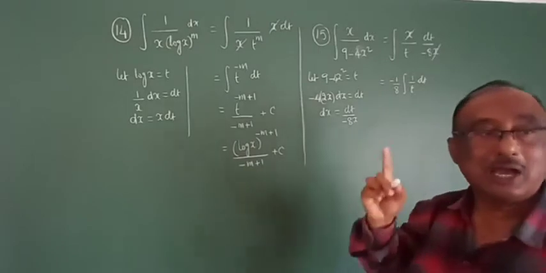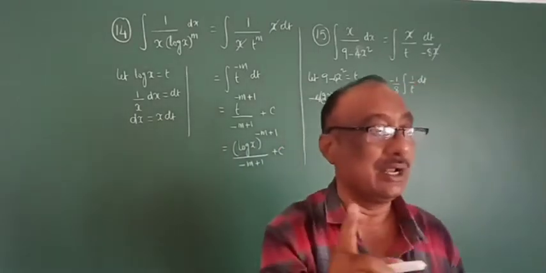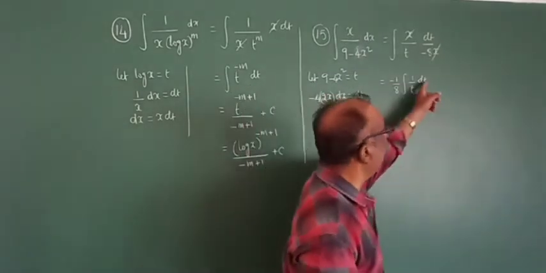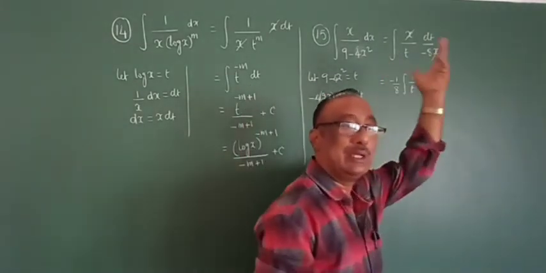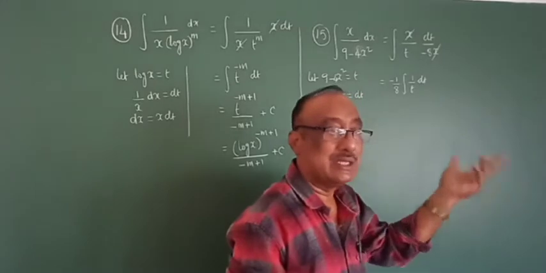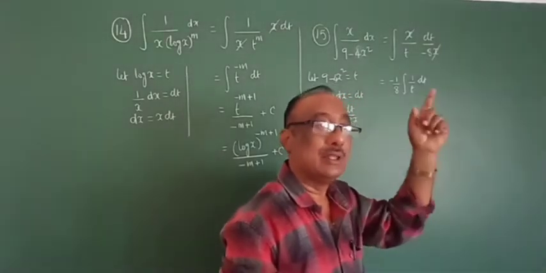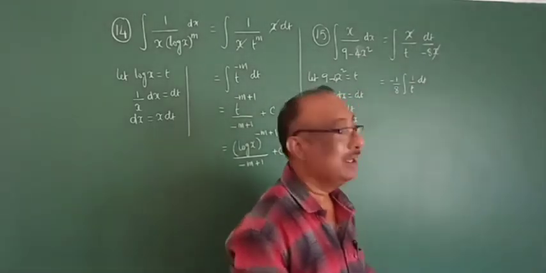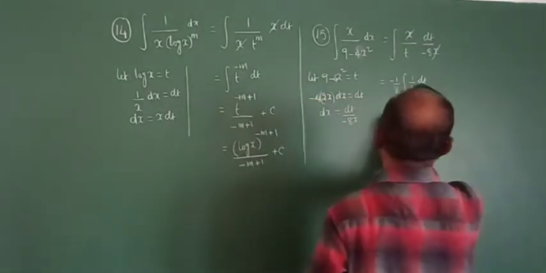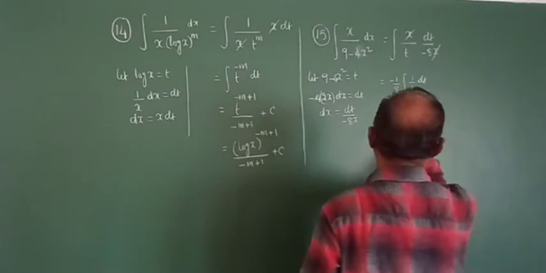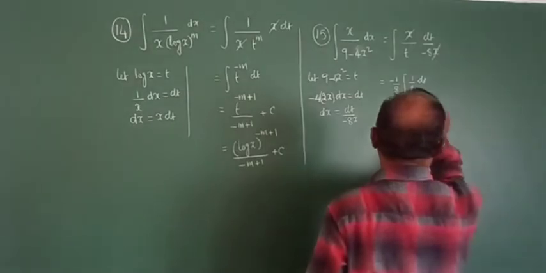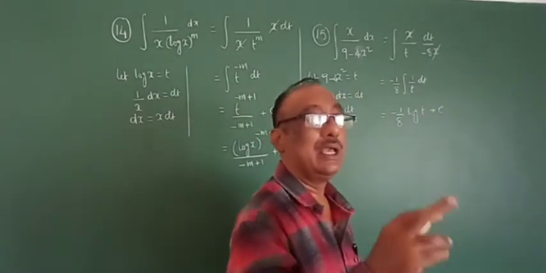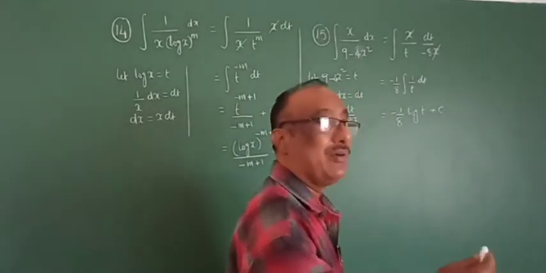We have the exact integration of 1 by t, like the integration of 1 by x. With respect to x as the variable, the integration of 1 by x is log x. With respect to t as the variable, 1 by t becomes log t. Therefore, minus 1 by 8 into log t plus c. So now the integration is completed. In place of t, write down the original function.